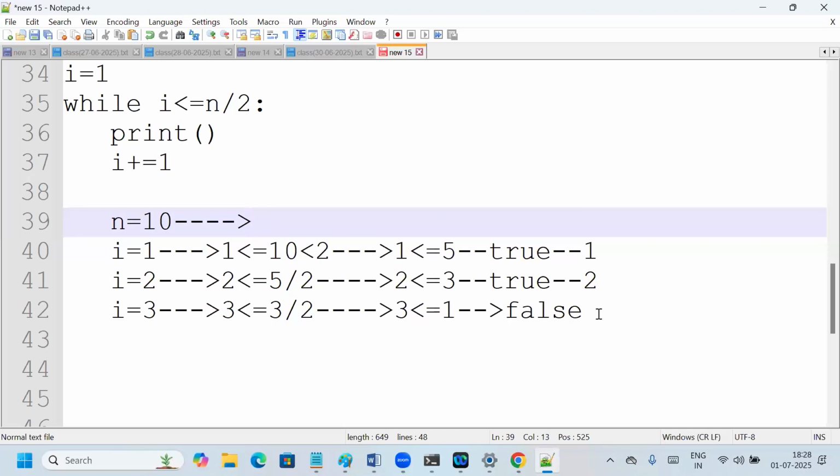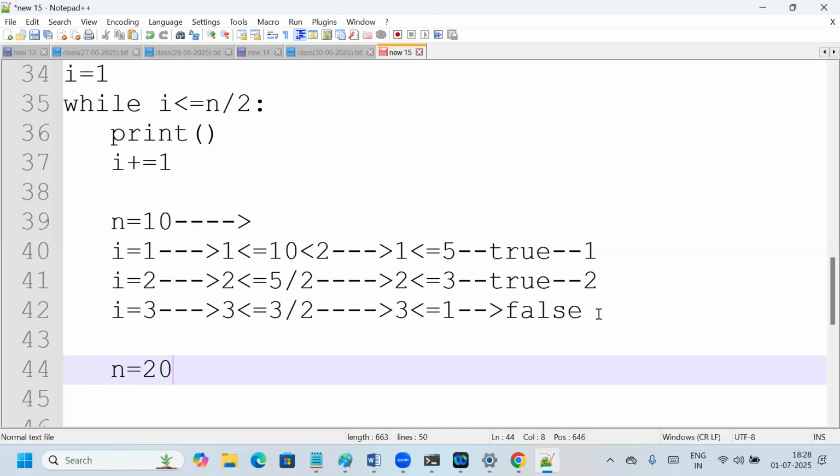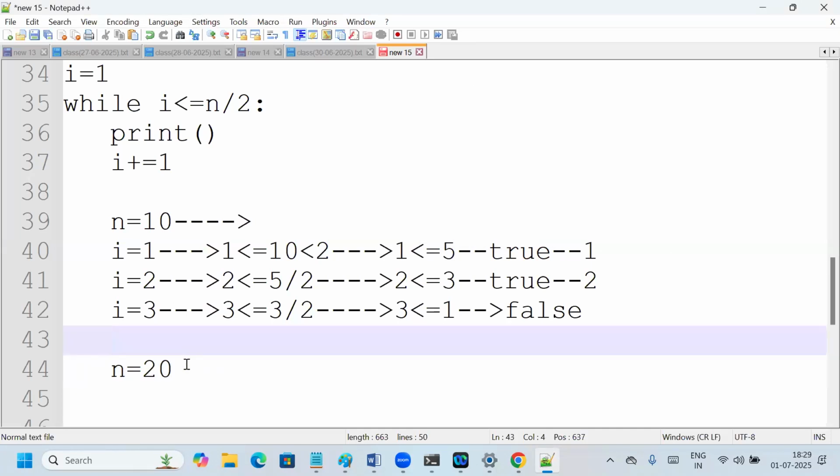Now I'm telling n value as 20. How many comparisons? 6. N value is 30. How many comparisons? 7.